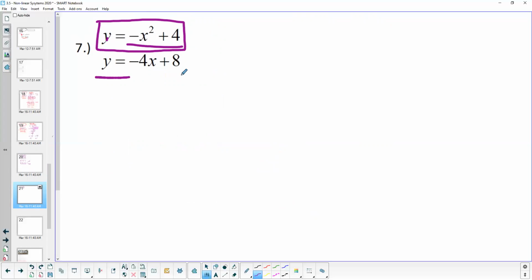So if I come down to this second equation, I see a y that's floating around over here on the left. What I'm going to do is I'm going to pull that y out and replace it with negative x squared plus 4. And then the rest of the equation stays the same, equals negative 4x plus 8. And then the y's are gone, similar to what we did for these earlier problems.